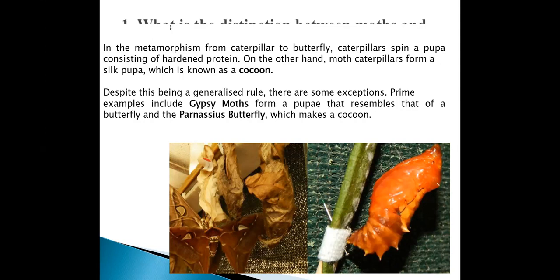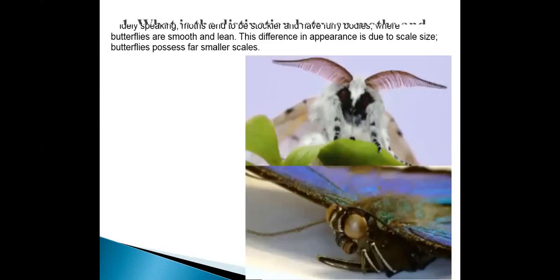Okay, so these two exceptions are there, but generally, butterflies make their covering of protein, and this moth caterpillar makes a silk pupa, which is called a cocoon. Next is the appearance, the hairy structure on the insects. When you see a moth, these hairy structures will be a little longer, with a feathery appearance. When you take a butterfly, these are very small.